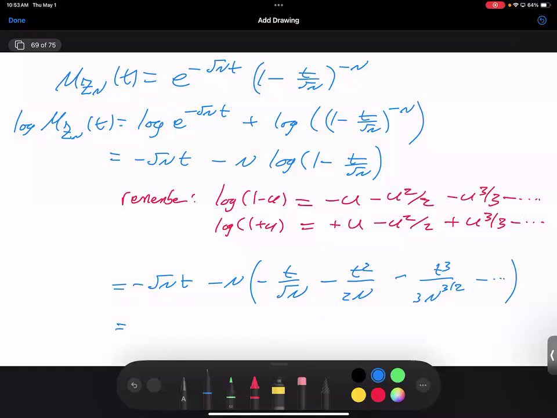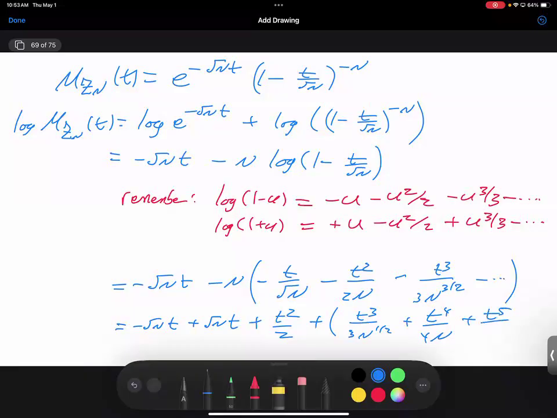Let's look at the main term. We're going to have a minus square root of n t. Minus and a minus is a plus. n divided by square root of n is square root of n, so we get plus a square root of n t. Minus the minus t squared over 2 becomes a plus. The n's cancel. We get a t squared over 2. And then everything else, we're going to have a t cubed over 3 n to the half, plus a t to the 4th over 4n, plus a t to the 5th over 5 n to the 3 halves.